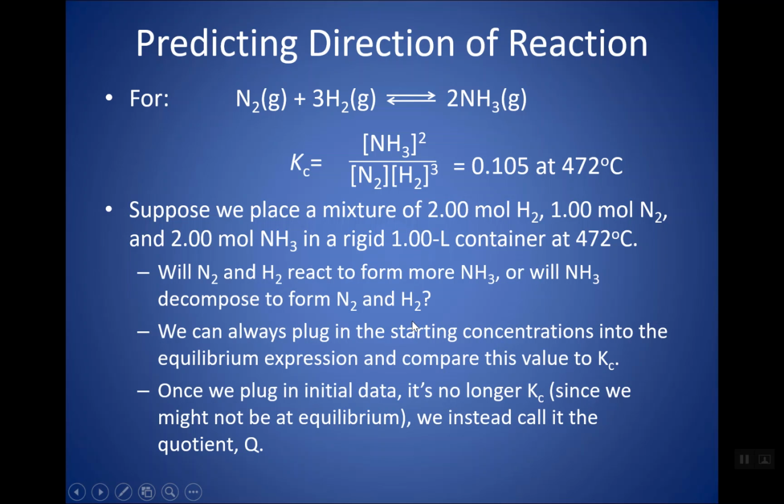Okay, so if we plug in initial data, just remember that it's not necessarily at equilibrium anymore, so we're not going to call what we calculate the equilibrium constant. It's still a fraction, it's still dividing things, so we're going to call it a quotient, Q. So Q is really just plugging your initial data into your equilibrium constant expression. That's it. It doesn't have to be initial data. It could be at any point in time. It's a check to see whether or not you're at equilibrium.